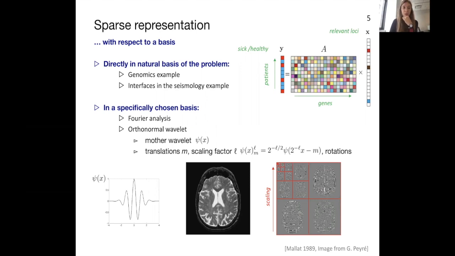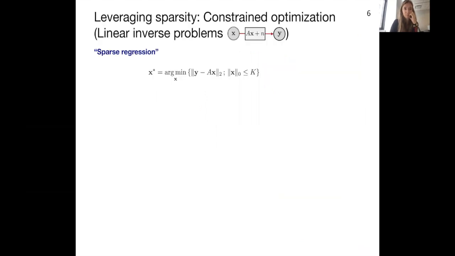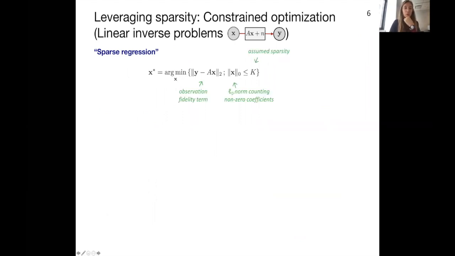Okay, so how do we now use this sparsity information in the inverse problem at hand? If we start by focusing on linear inverse problems, we are going to try to solve the following sparse regression, where we have a data fidelity term, so something that makes our forward model A of X fit the observations Y. And then we have a constraint on the sparsity of the signal that is here written as the L0 norm, which is directly counting the non-zero coefficients of a vector, and that we constrain to be lower or equal to some assumed level of sparsity.